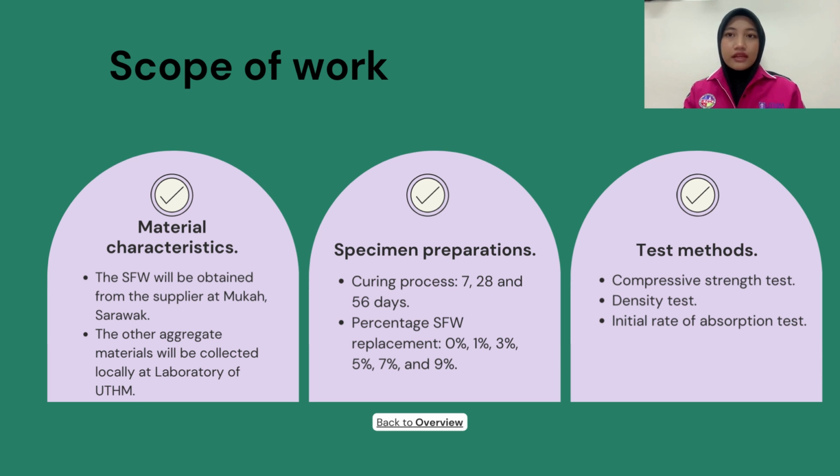For the specimen preparations, the curing process involves about 7, 28, and 56 days. And the percentages of SFW that replace the cement are 0% as a control, 1%, 3%, 5%, 7%, and also 9%. And the test methods that will be conducted in this study are compressive strength test, density test, and initial rate of absorption test.